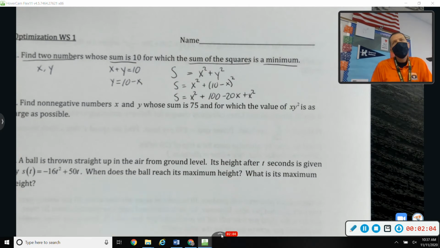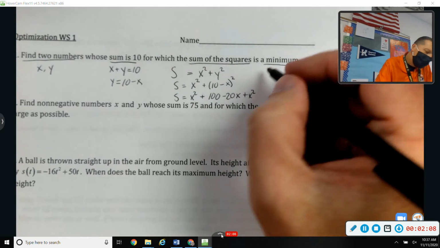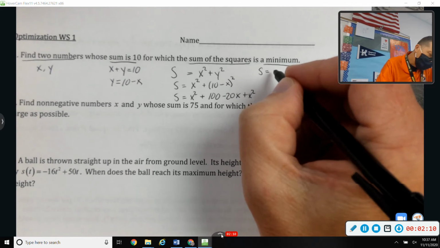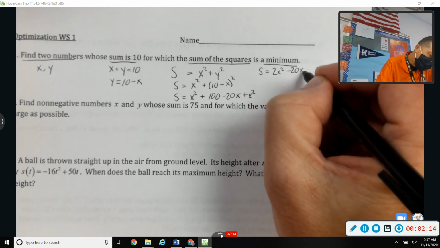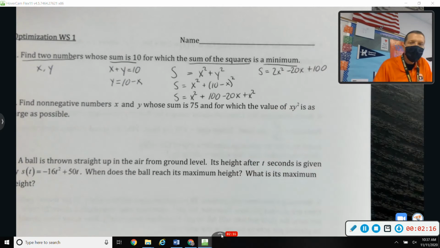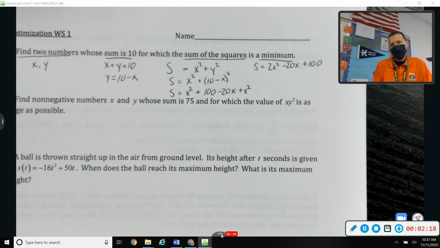So it's always your choice. You can pay the price in algebra land or you can pay it in calculus land. Sometimes one's easier than the other. So 2x squared minus 20x plus 100. I have not done any calculus yet. Right? All of that has been algebra set up.